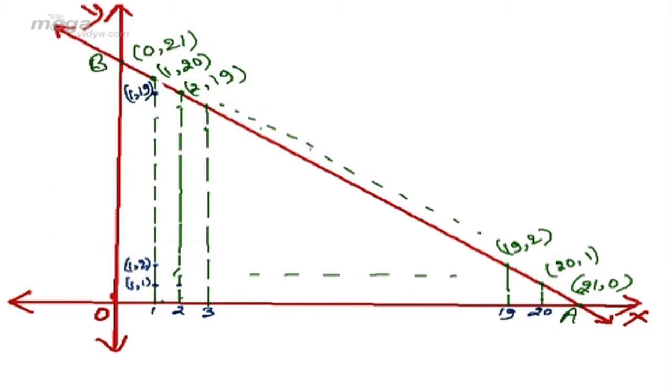In the same way, on the second line the first point is (2, 1), next is (2, 2), and finally the last one is (2, 18). So there are 18 points on the second. On the third, it will be (3, 1), (3, 2), and the last is (3, 17), so there are 17 points. Similarly, when we move on, there is only one point, (19, 1), and after that there is no point at all.